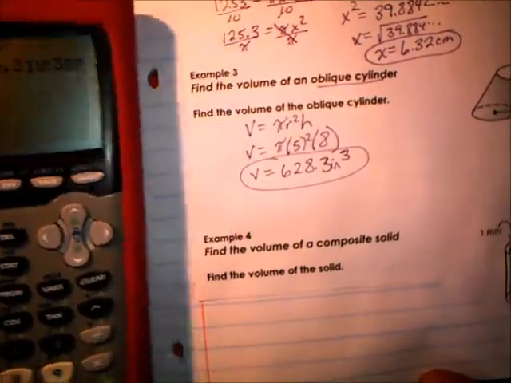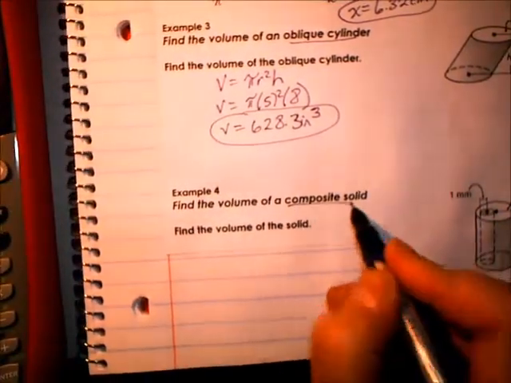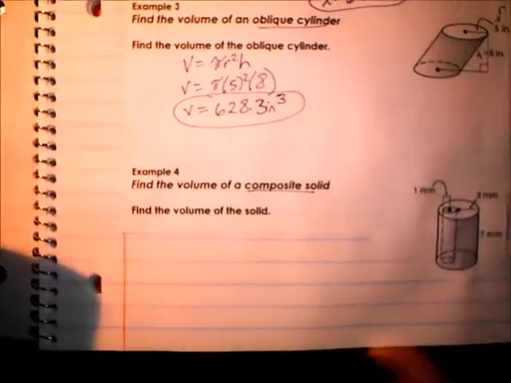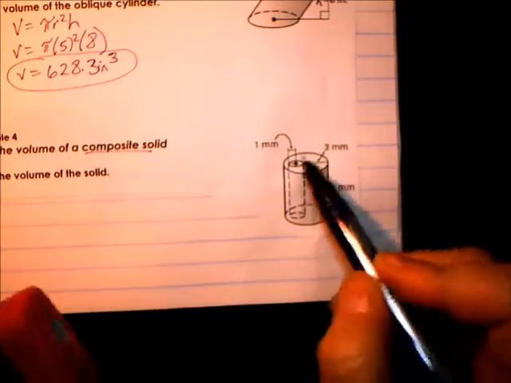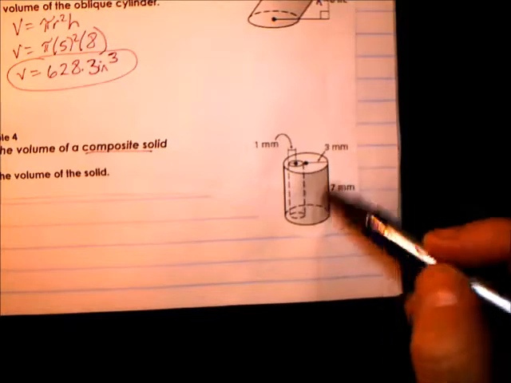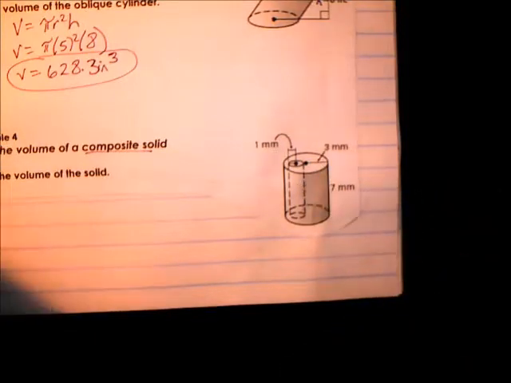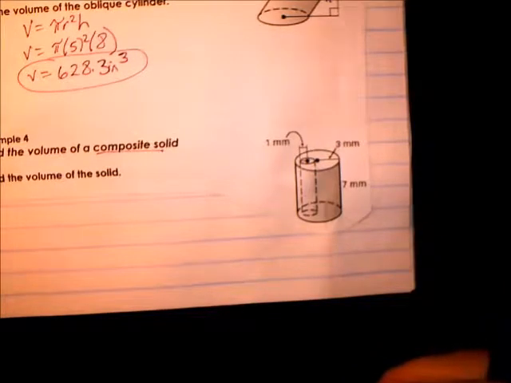Example 4, they give us a composite figure, so we've got two things taking place. And if I look at my picture, notice I have a little bitty cylinder inside of another cylinder, so this will represent a hole that actually exists in your picture. Just like taking a tube and cutting an edge in. So I'm going to find the volume of the big cylinder.